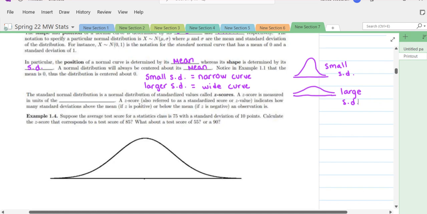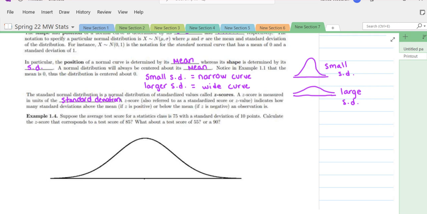The standard normal distribution is a normal distribution of standardized values called z-scores. Z-scores are measured in units of the standard deviation. A z-score, which is also referred to as a standardized score or a z-value, indicates how many standard deviations above the mean or below the mean an observation is.